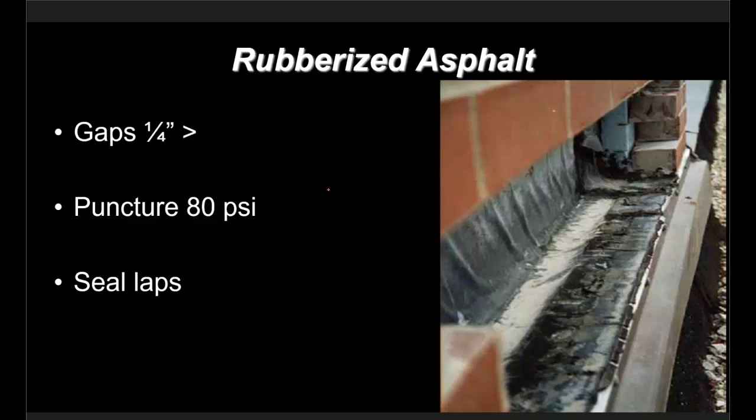Let's take a look at installations, kind of what not to do here. Gaps. This is a really big point with rubberized asphalt flashings. They cannot span a gap greater than 1/4 of an inch. 1/4 of an inch is not very big.